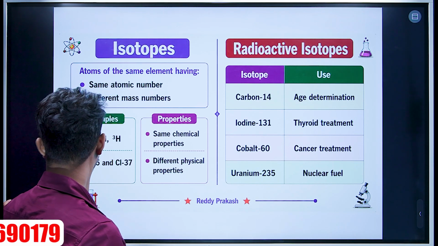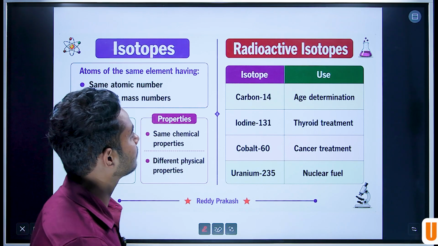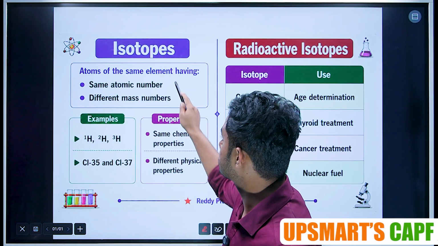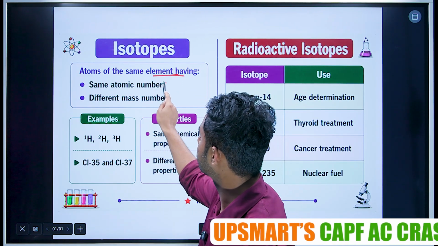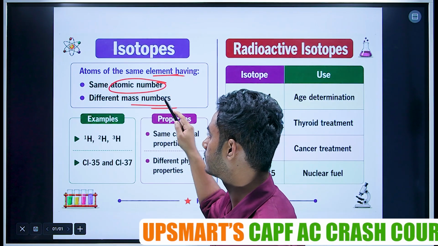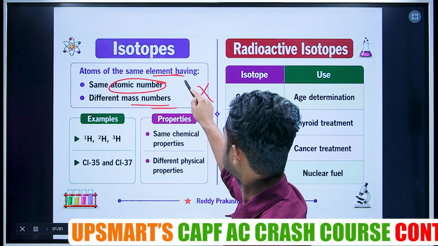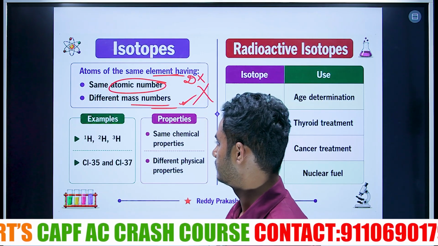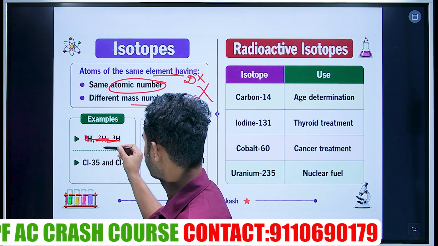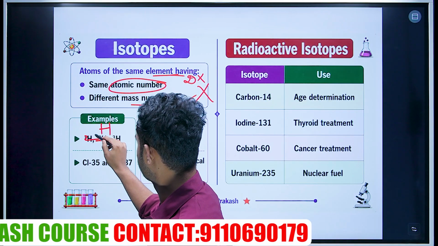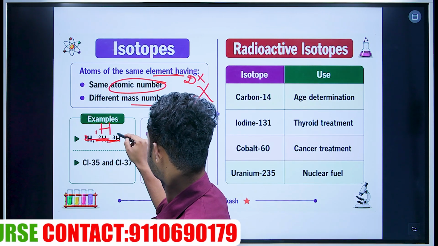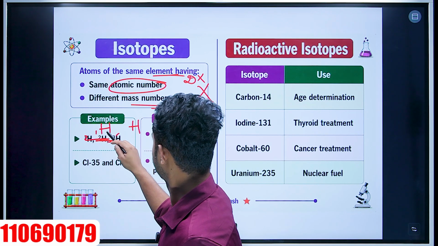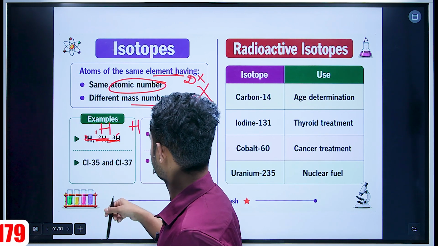Next, isotopes and radioactive isotopes. Isotopes means those elements which have the same atomic number, different mass numbers. Means if this is there, this will be different, this will be same. See here, this is the wrong expression. H1, this is the correct.